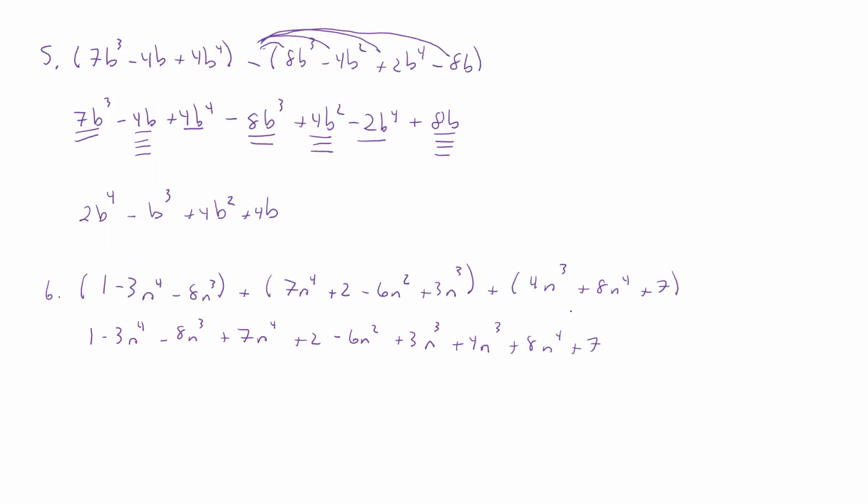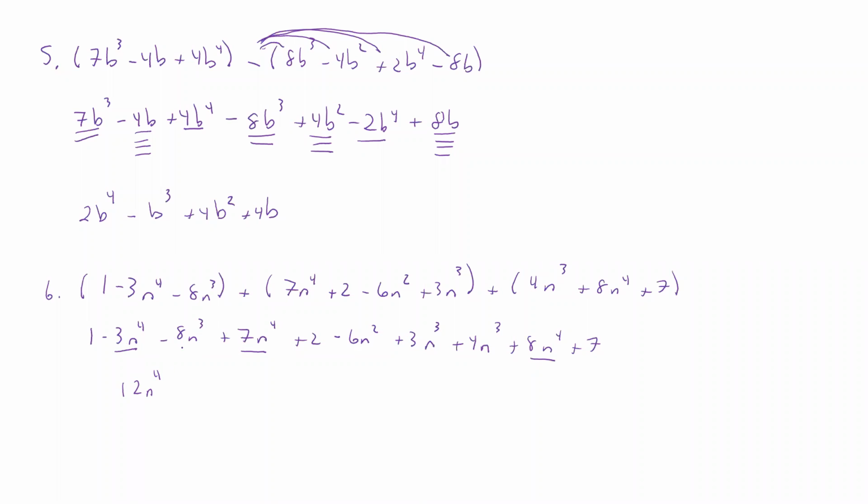All right, so looking through here, we have n to the fourth as the highest degree. So we have n to the fourth here, n to the fourth here, and n to the fourth here. So we have 8 plus 7, so that's 15 minus 3. That's going to give, let's see, 8 and 7, 14, 15 minus 3 is going to give me 12n to the fourth. Okay. All right, so now what do we have?